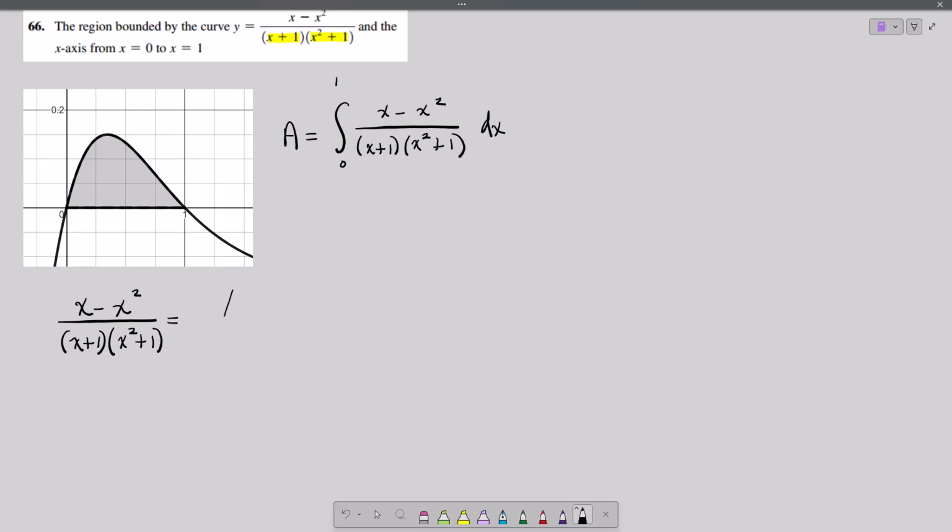The linear one creates a partial fraction of a constant over x plus 1. Anytime we have a linear factor, we'll go with a constant up top. And then our irreducible quadratic will have a linear up top. So we'll just move through the alphabet, grab the next two letters, B and C.